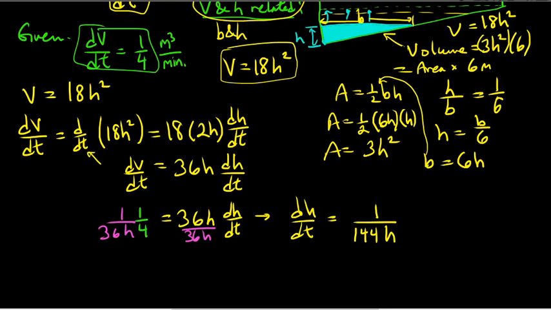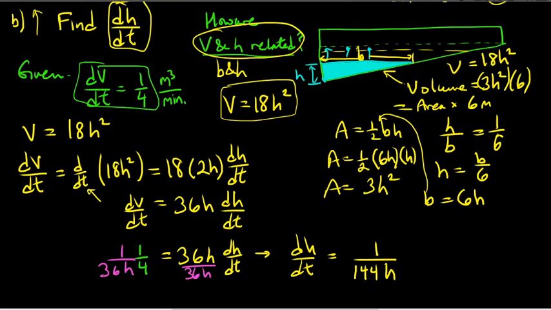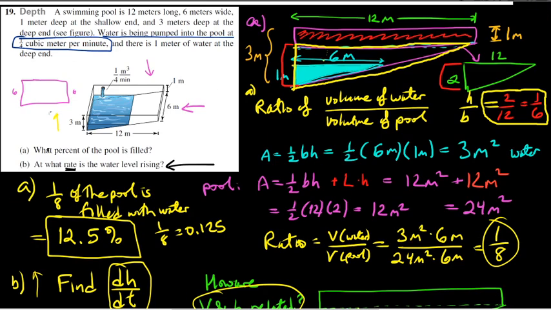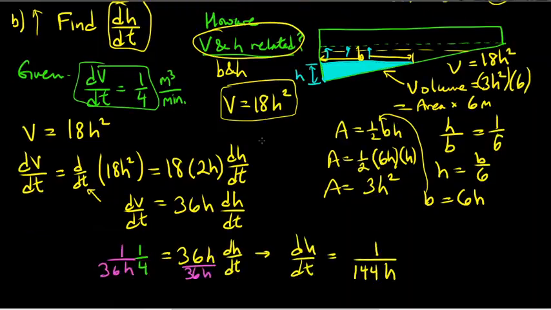Yep, I just wanted to double check that. So yeah, 1 over 144 times h. And now we just plug in the numbers, right? So when h is what? Well, when h is 1 meter, because there is 1 meter of water at the deep end. See that? So h is 1.